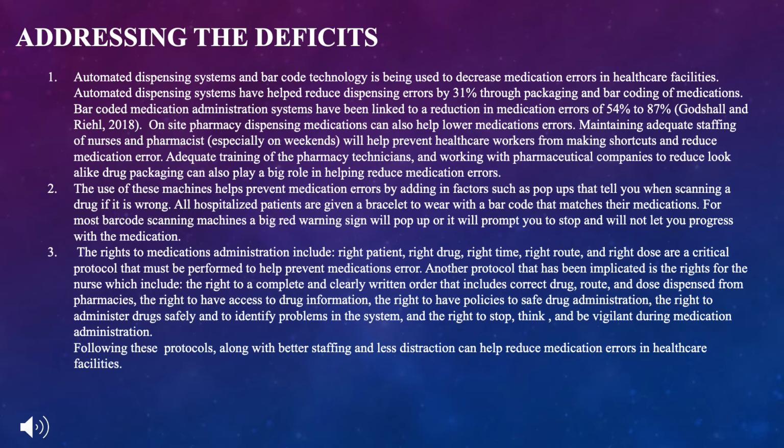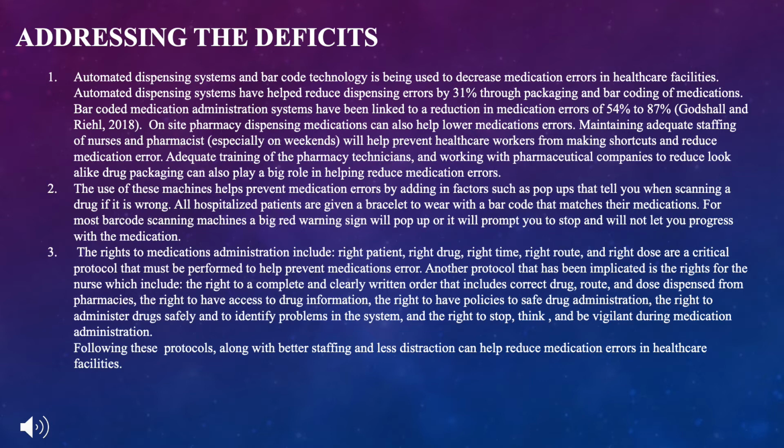The use of these machines helps prevent medication errors by adding in factors such as pop-ups that tell you when scanning a drug if it is wrong. All hospitalized patients are given a bracelet to wear with a barcode that matches the medications they're taking. For most barcode scanning machines, a big red warning sign will pop up, or it will prompt you to stop and will not let you progress with the medication if it is wrong.